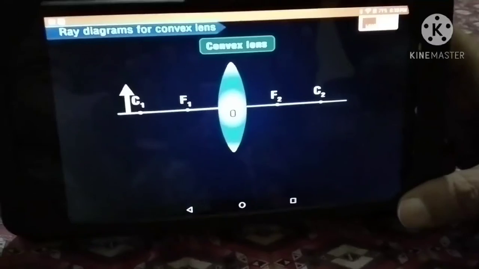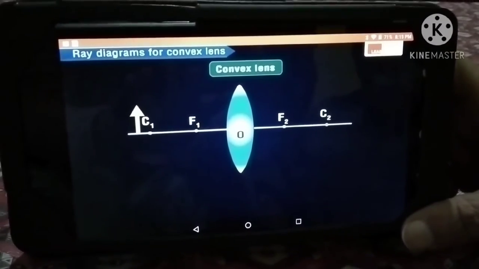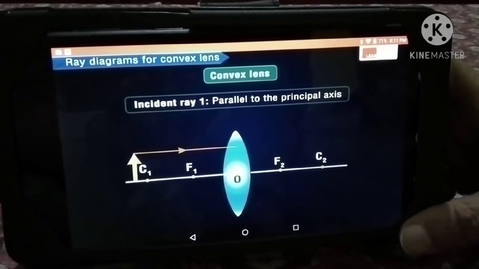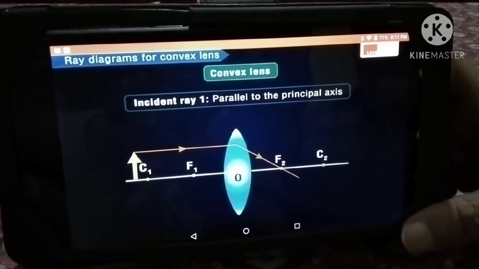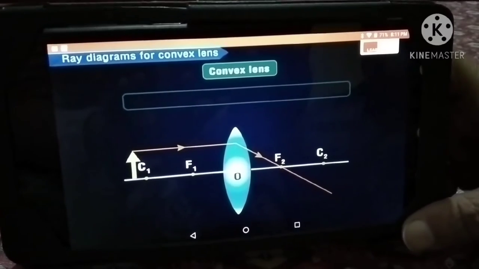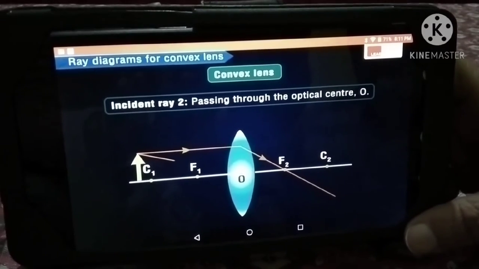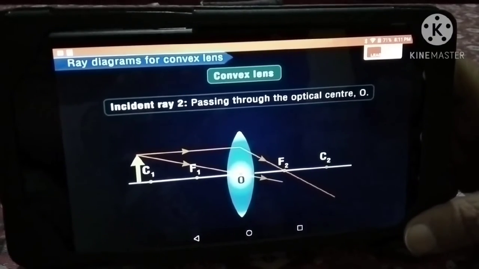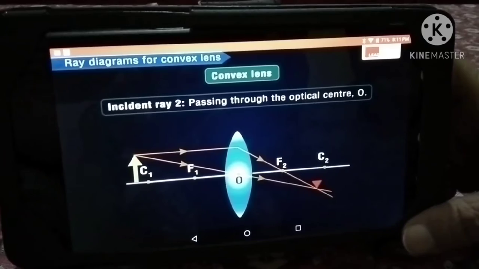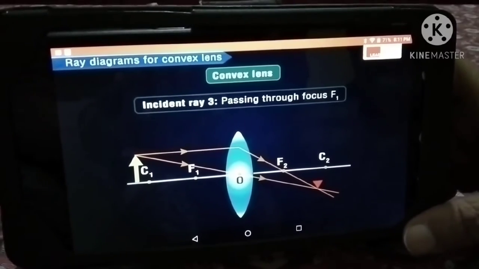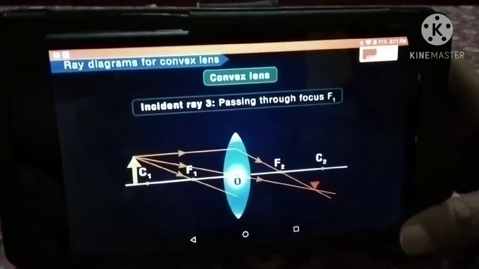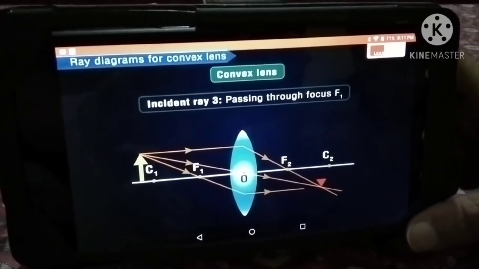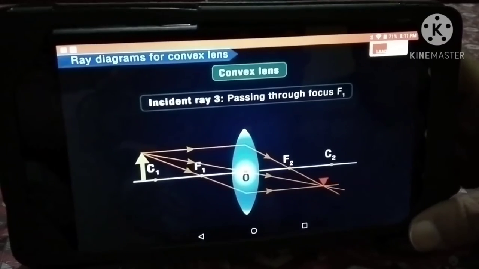Let's consider the ray of light starting at the arrowhead and parallel to the principal axis. This ray will pass through the focus after refraction. Let's consider another ray passing through the optical center. This ray will emerge without any deviation and meet the first ray at a point. The third ray passing through the focus will become parallel to the principal axis after refraction. It meets the other 2 rays at the same point.